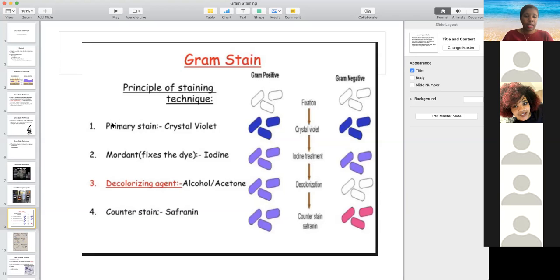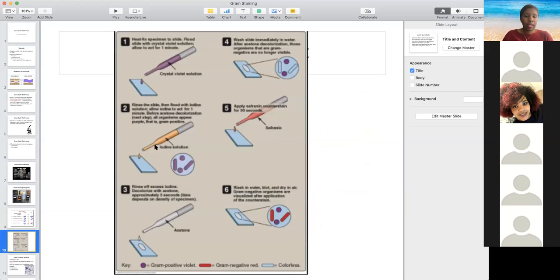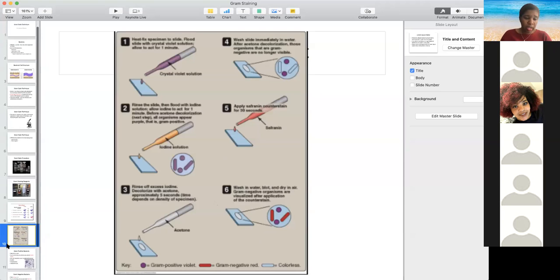And this is just a visual here to show you what that process looks like. Again, it's a very simple process where we're adding some drops of dye, a few drops of iodine. We rinse it, use our decolorizer, and finally, we look at those cells under the microscope after we've rinsed off all of our dyes and blotted dry.